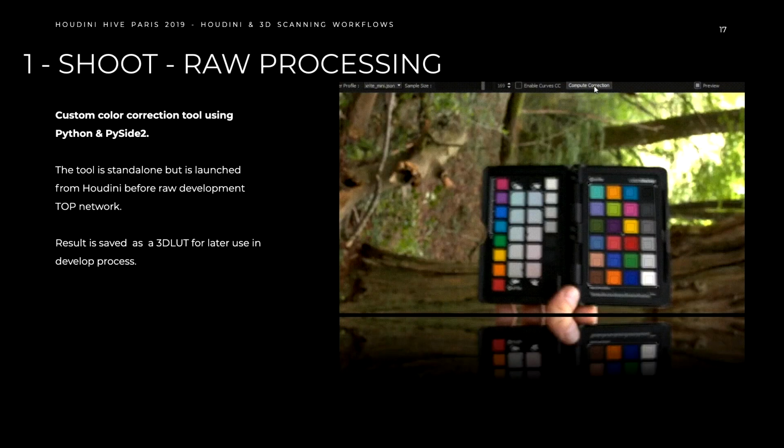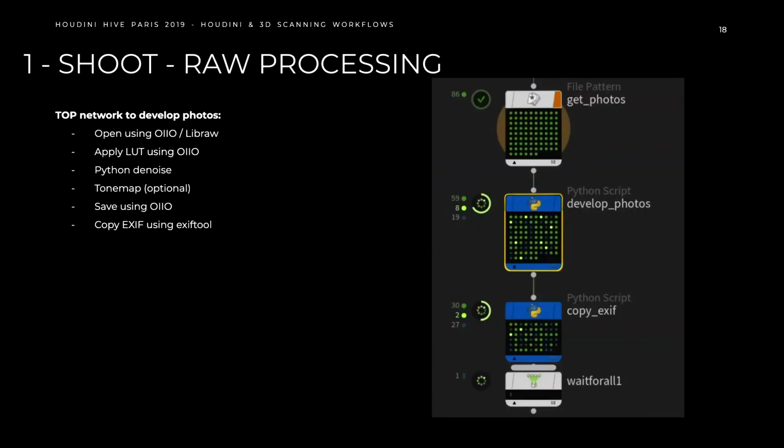And to develop the photos, I use the new TOP networks. So the first operator will just take a directory attribute, and then it lists all the RAW files in this directory. And then it's a Python script that runs the development of the photos. And the last step is very important: you need to copy the metadata from the input RAW, because it stores all the info about the focal length that is used by the photogrammetry software after. So if you miss this info, your scan will be less precise.